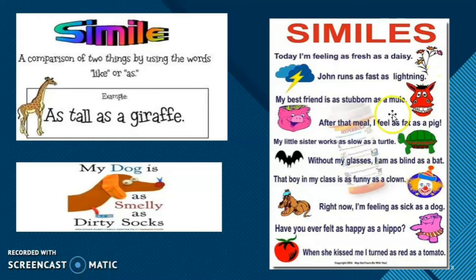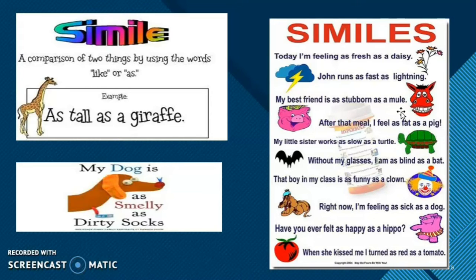Okay, my best friend is as stubborn as a mule. Now, sometimes students are very stubborn, right? Or sometimes your friend could be very stubborn. You keep on telling him, do this, but he would not do it. And we know that donkeys are stubborn. So you can compare that person with a donkey because of the quality stubborn.